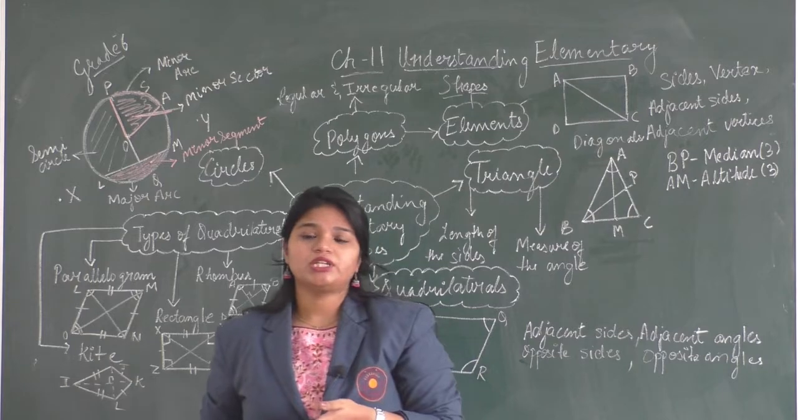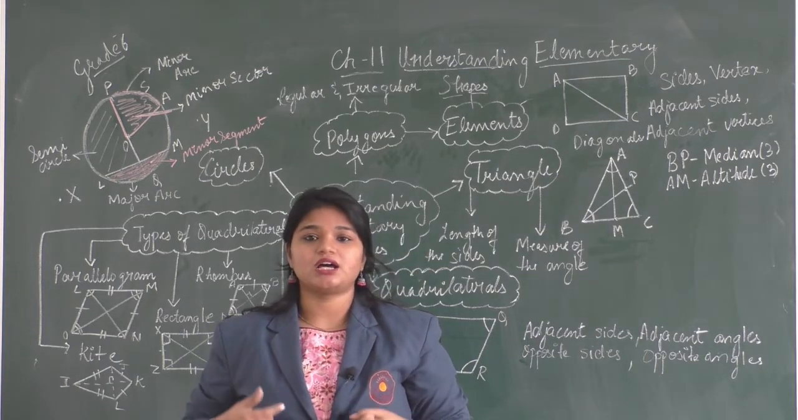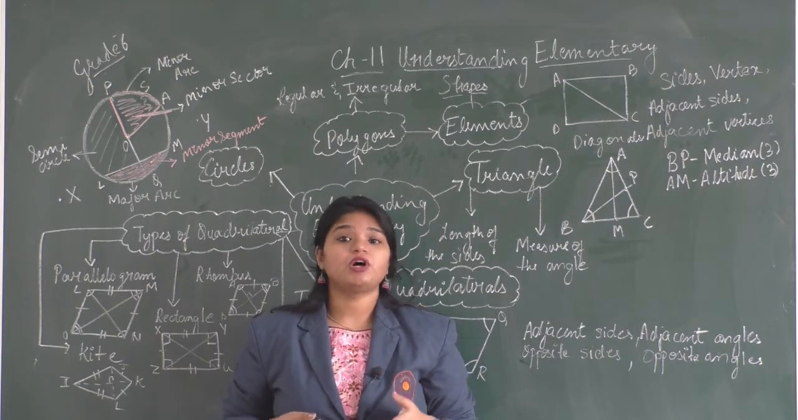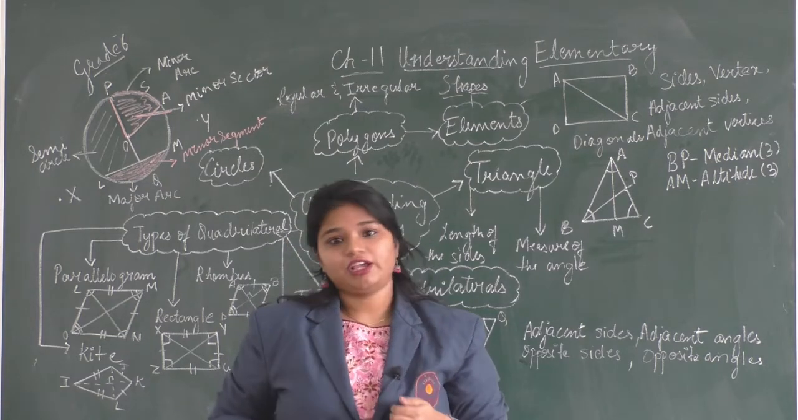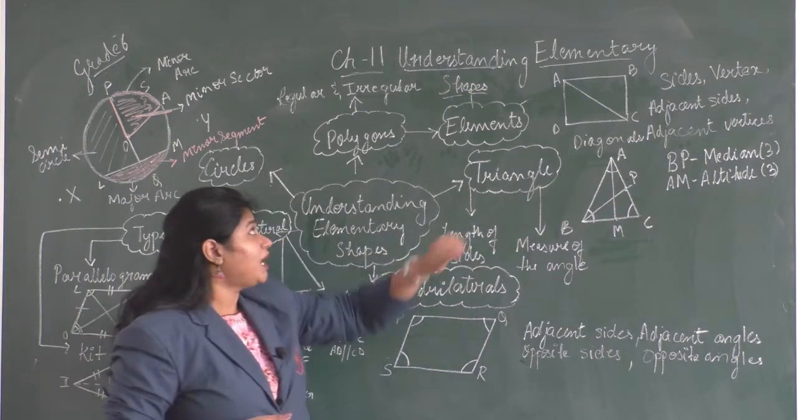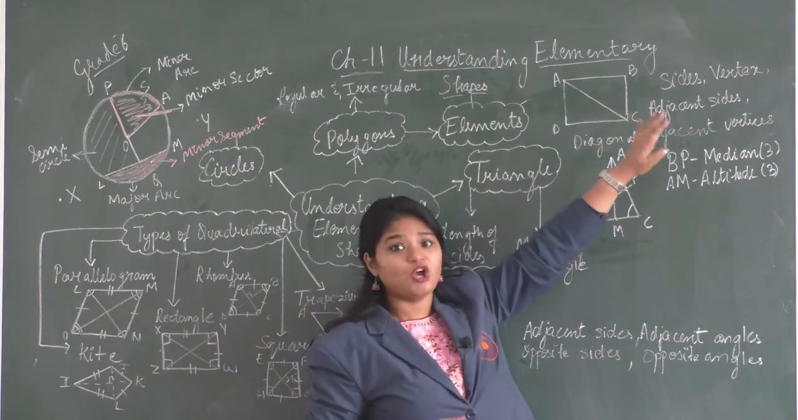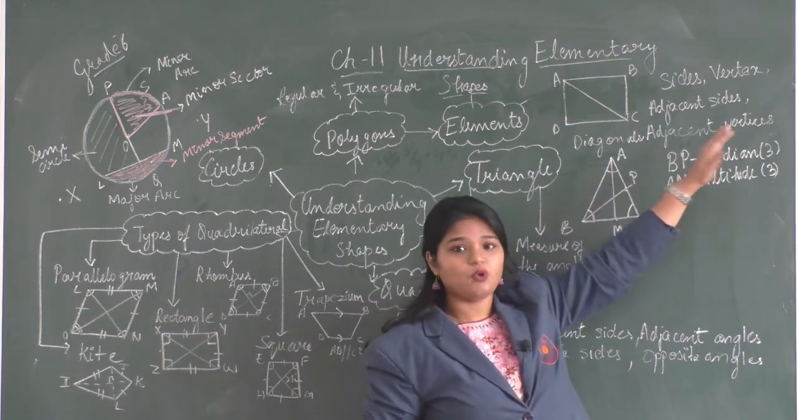Now what are regular polygons? The polygons which have equal sides and equal angles are called regular polygons. And what are irregular polygons? The polygons which have unequal sides and angles are called irregular polygons. We learned about the 5 elements of a polygon, that are sides, vertex, adjacent sides, diagonals and adjacent vertices.